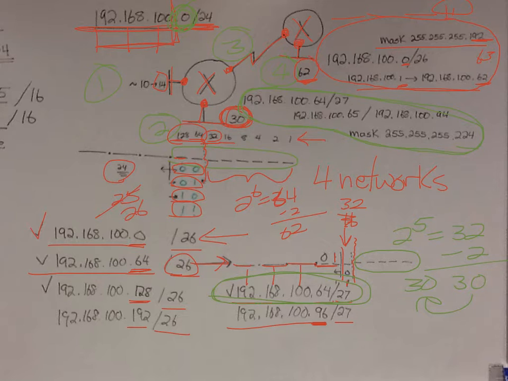The mask would be, since it's 27, so it's 24, 25, 26, 27, those would all be 1. So we took 128 plus 64 plus 32, got 224. And we assigned it. And now we still have left an address with the possibility of another 30 that we could use somewhere else.